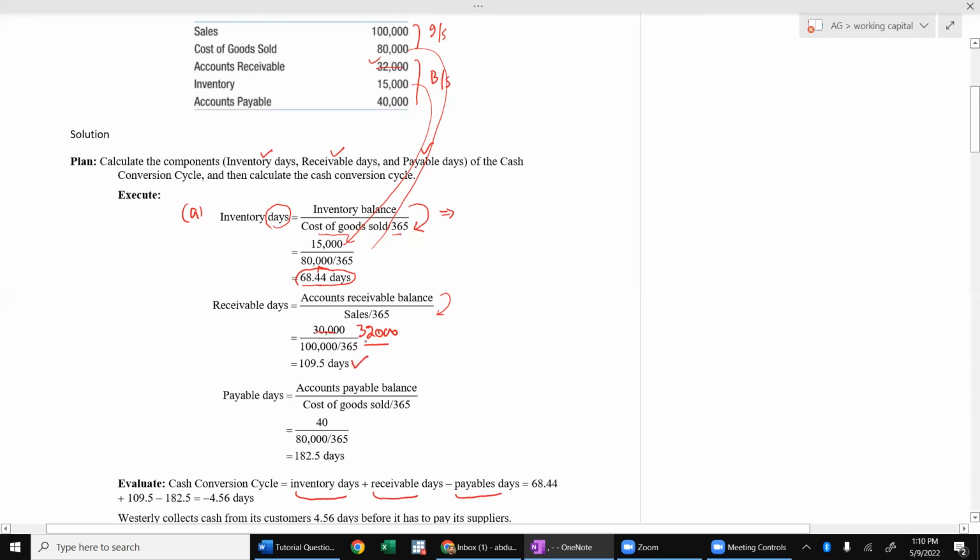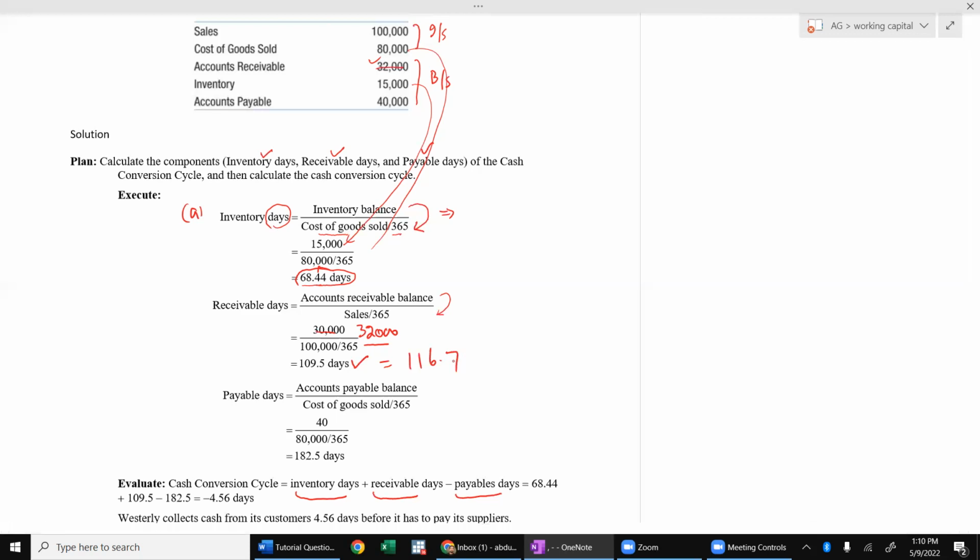and we will get, if I calculate this, 32,000 divided by 100,000 times 365, it will be 116.7. Okay, if we use 32,000.